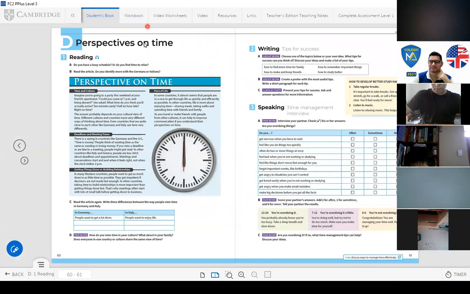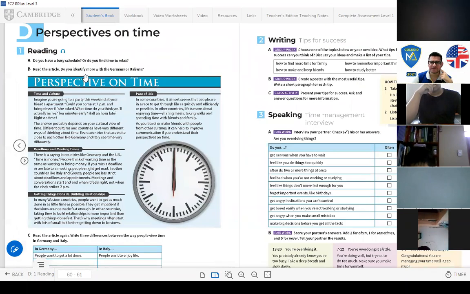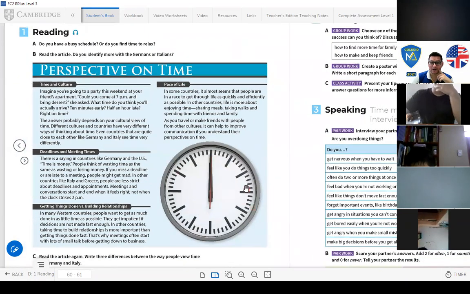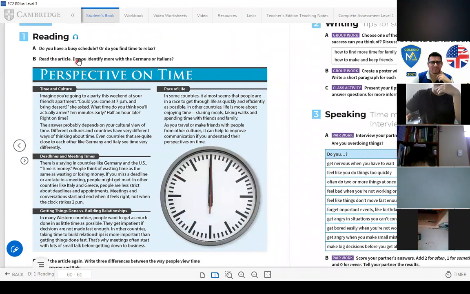Now let's see to the next part. Let's go to page number 60. This is the perspectives on time. Here we have the activity 1, reading, no? Here it says, you have here a clock, right? Do you have a busy schedule? ¿Tienes un horario bien ajustado? Busy? Do you find time to relax? ¿O tienes tiempo para relajarte? What do you think? Maybe you are so busy, right? Tal vez estás muy ocupado.